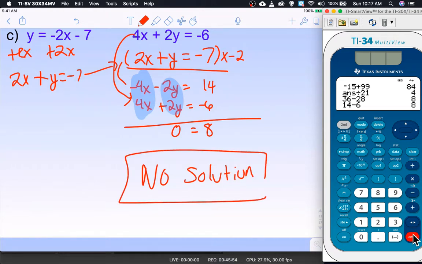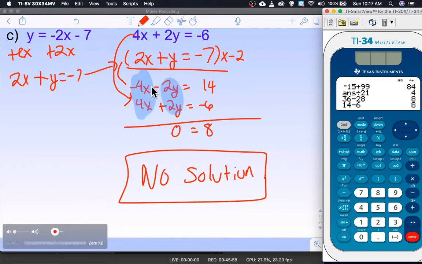These two lines are parallel. Even though we don't know what they look like, I know they're parallel. I know they never intersect because both my variables canceled out, and we're left with something that is not true. We have no solution.